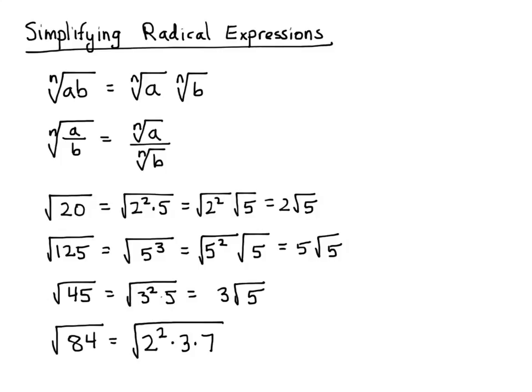Okay, so 84. When I look at it, it's even first and foremost. Divided by 2 is 42. 42 is 2 times 21, so I have 2 times 2 times 3 times 7. And of course the 2 squared can come out as just 2, and so we have 2 radical 21.